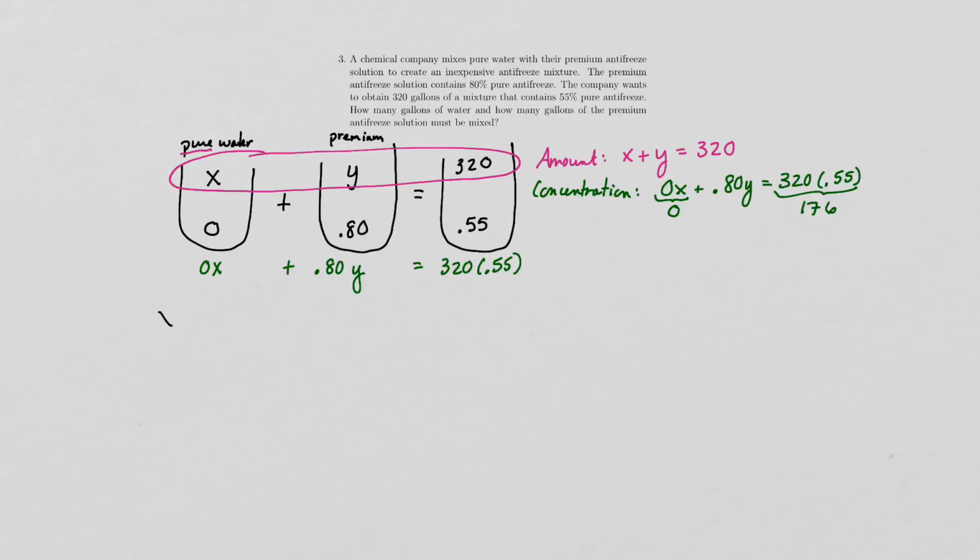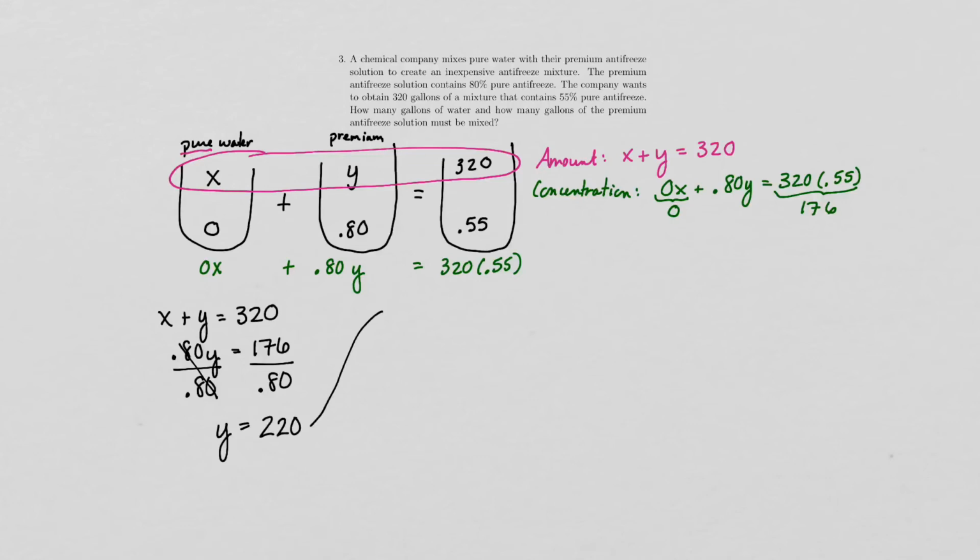So my two equations here are going to be x plus y equals 320, and 0.80y equals 176. This is a little bit easier of a problem because if you notice in the second equation, all I have is a y. So all I'm going to do is divide both sides by 0.80 to figure out what y is. So y is going to be 176 divided by 0.80, which is 220.